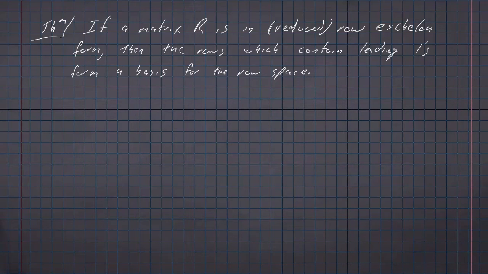If a matrix R is in row echelon form, for convenience, we will generally take it all the way to reduced row echelon form, although technically we don't need to. Row echelon form is enough. But as soon as we get to row echelon form, the rows which contain leading ones will form a basis for the row space.